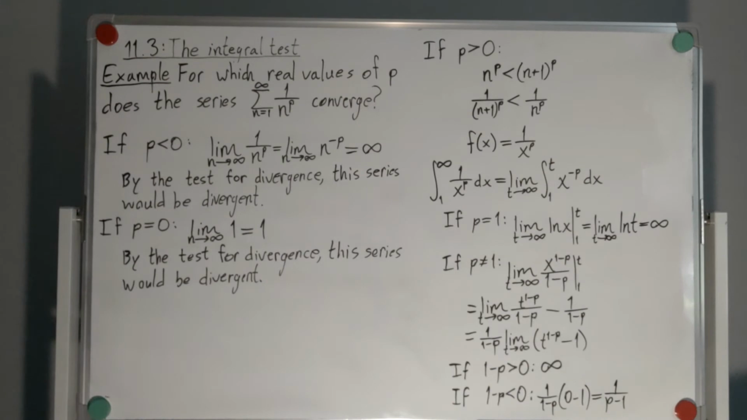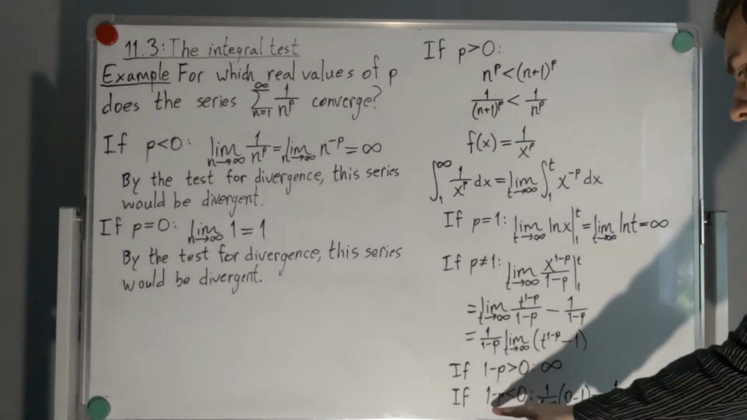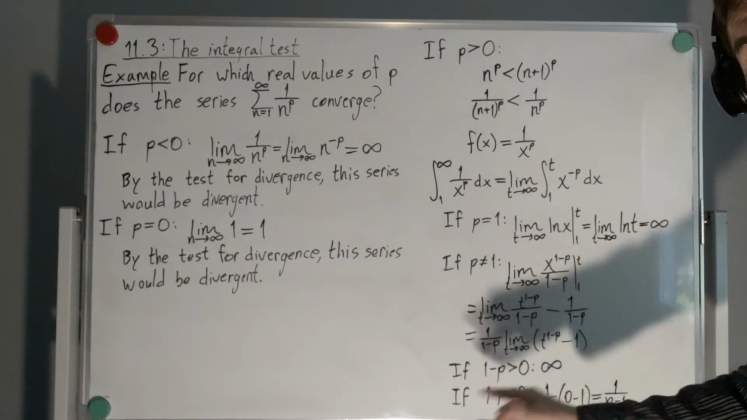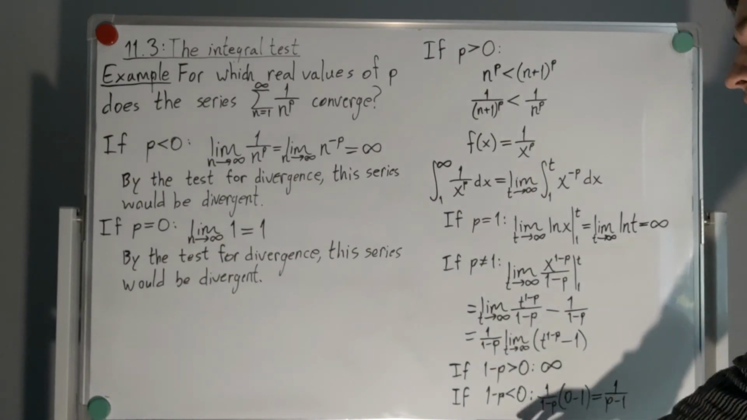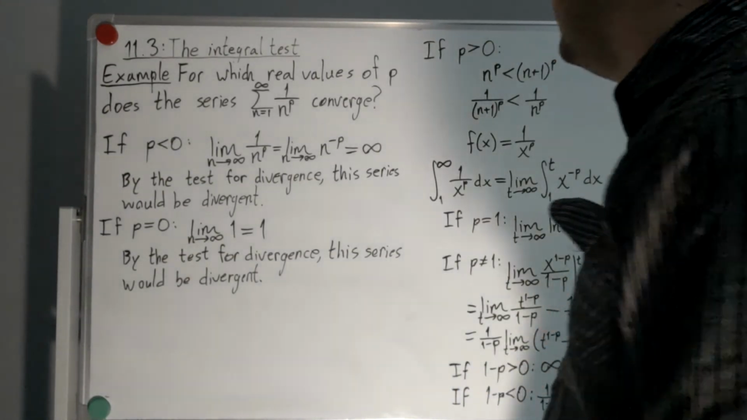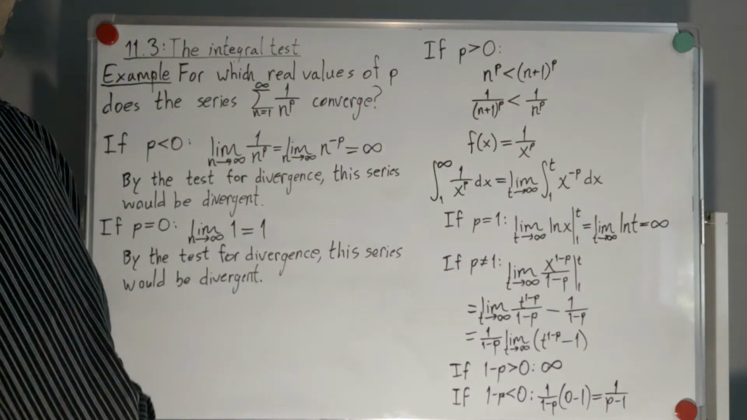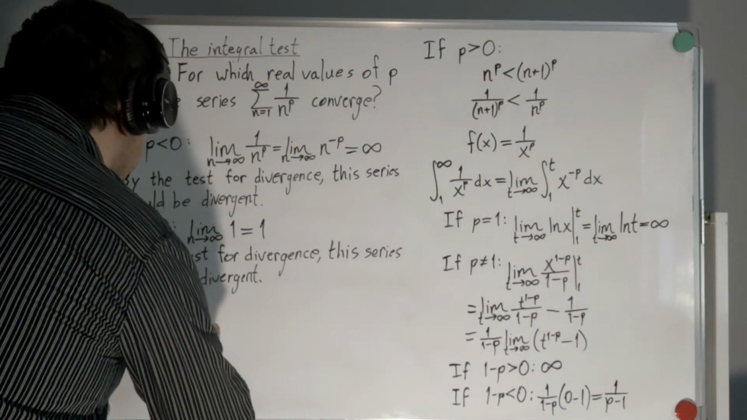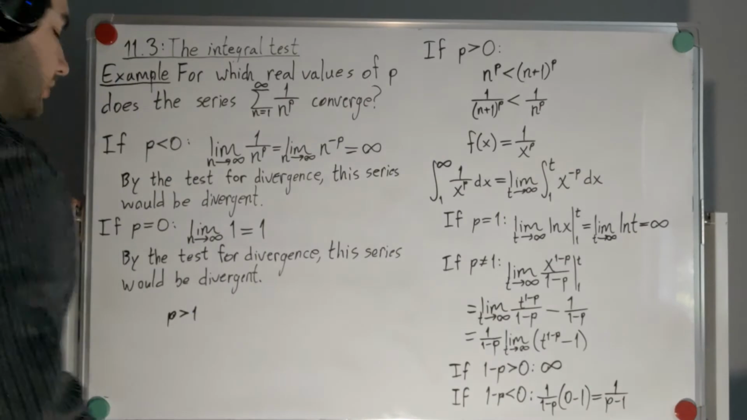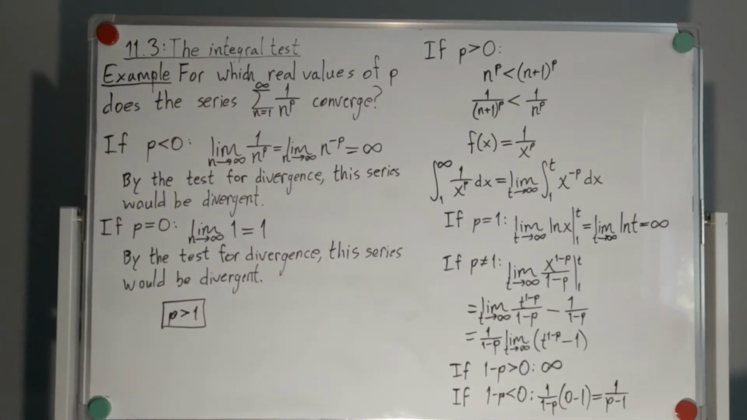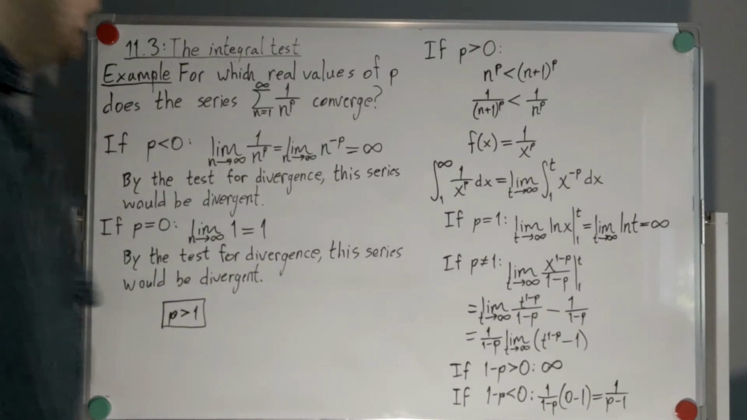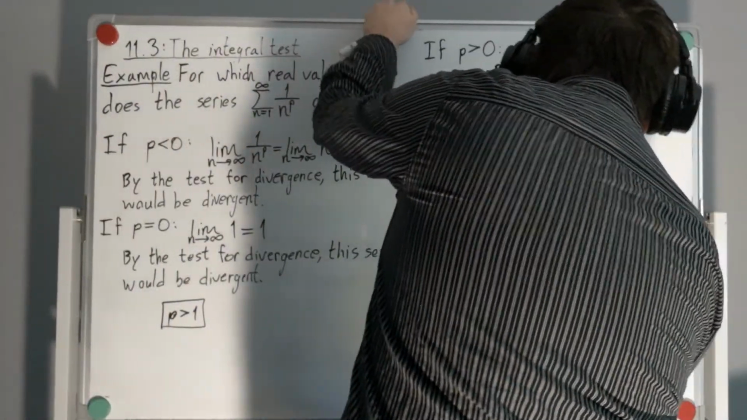So, in every single case here, we get divergence unless 1 minus p is less than 0, which is the same as saying p is greater than 1. Okay? So our answer to this question is p has to be greater than 1 in order for the series to converge. Okay? And that is important enough that I'm going to state it as a theorem now.